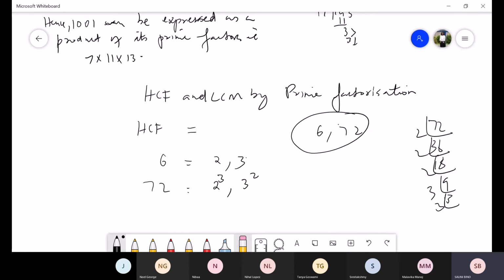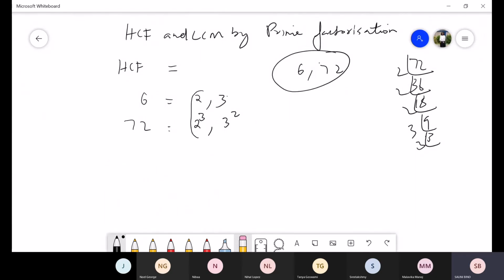So for HCF, we have 2 as a common factor, but we will take the factor with the lowest power. HCF means we will take the lowest power. So HCF of 6 and 72 is equal to 2 into, now next term, here we have 3 common in both, but you will take the 3 with the lowest power, because here the power is 1. So we will get the HCF as 6. So it is the product of the smallest power of each of the common prime factors involved in the numbers.